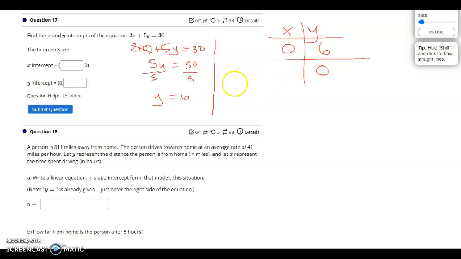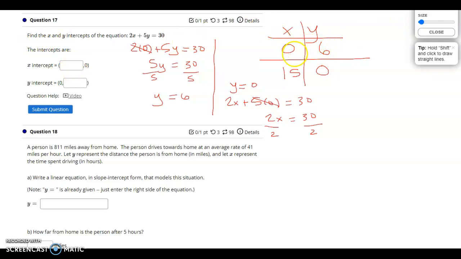The x-intercept, we have y equals 0. So same thing, we'll just say 2x plus, but now 0 in for y, equals 30. That cancels, I get 2x equals 30. Divide by 2 on each side. So x will just equal 15. So you can plug those in accordingly. But yeah, when they're asking for x and y intercepts, that's how you can find it.